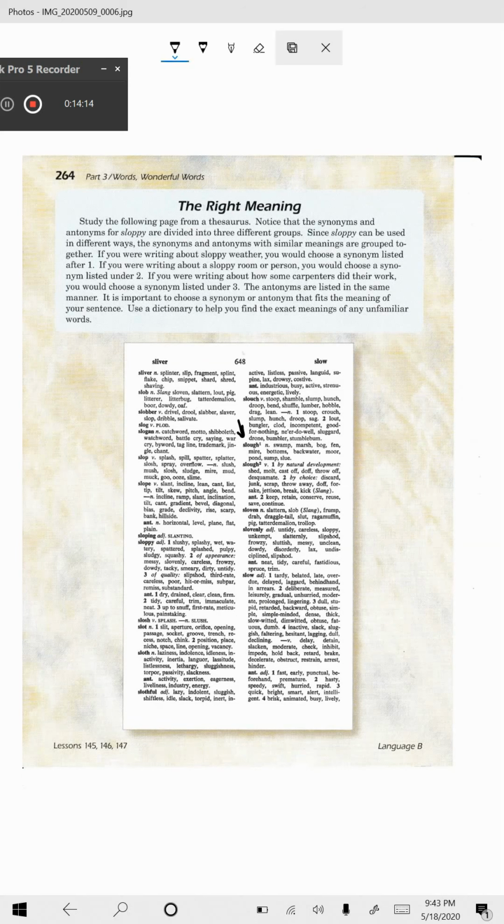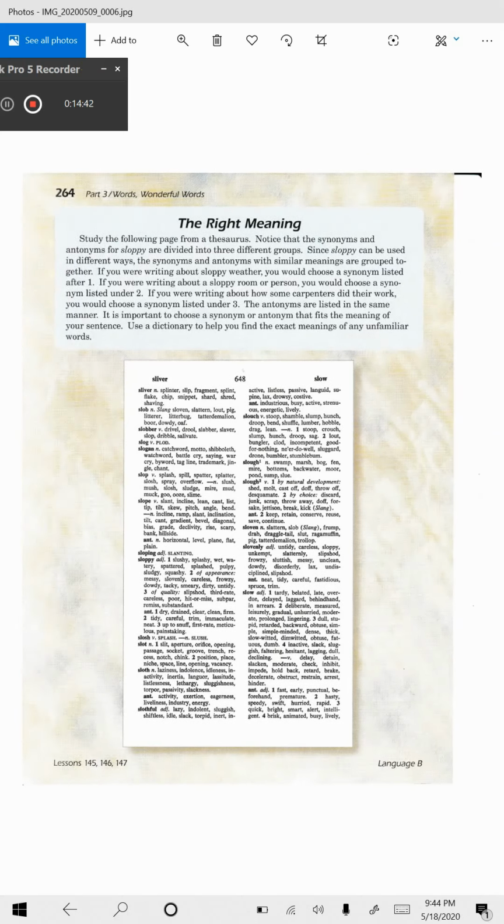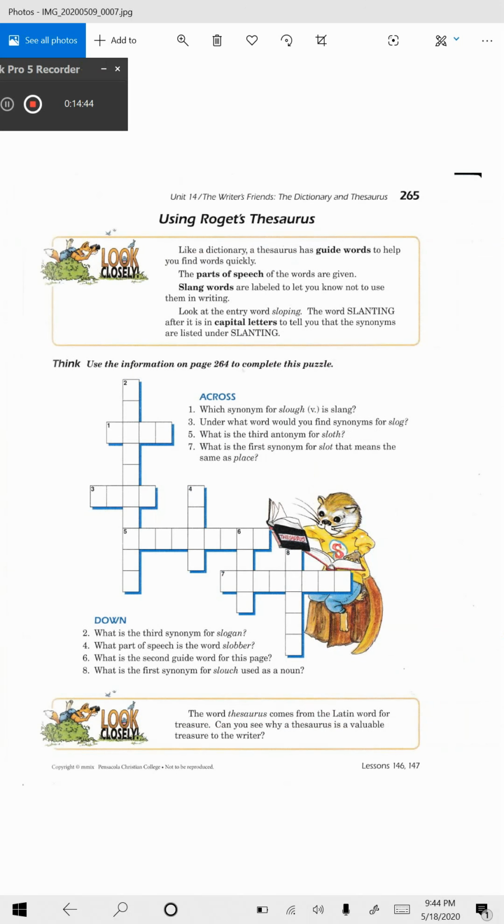See it? All right. And so we have two different sloughs. One is a swamp, marsh, bog, fen, mire, bottom, backwater, moor. The other one is a natural development, shed, molt, cast off. So there's two different definitions for it. What did they want? Now after all that, I'm forgetting what they want. I should use my book. Which synonym for slough is slang?